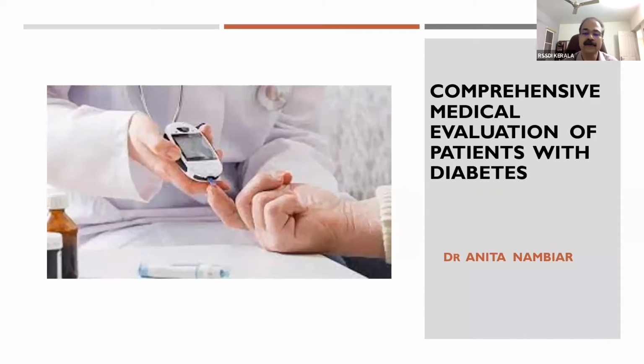Now, this month we have an eminent speaker and a senior diabetologist, Dr. Anita Nambiar, to address us on comprehensive medical evaluation of the patients with diabetes. We also have a panel discussion comprising of panelists, Dr. Ajit Kumar, Dr. Dipu, and Dr. Asha Ashik. All are well-known physicians dealing with diabetes.